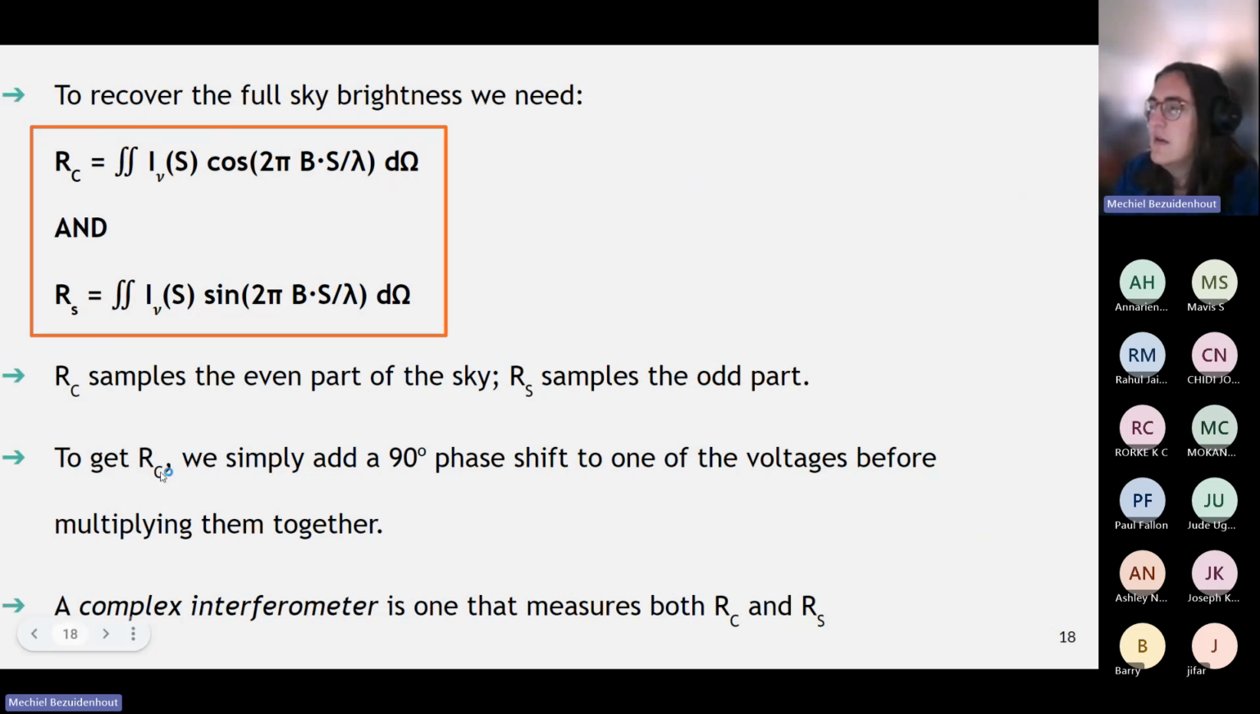Now to get the RS, the sine response, we take the cosine response and we add a 90-degree phase shift to one of the voltages before we multiply them together. So we can use the same voltages to get both the RC and the RS. A complex interferometer, which is like MeerKAT, is one that uses both RC and RS to get the full picture of the sky.